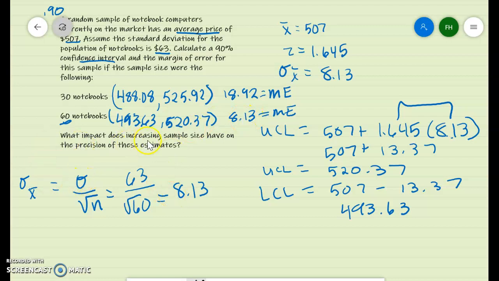So what impact does increasing sample size have on the precision of these estimates? It makes them more precise. So the bigger sample we can pull, the more we're getting from the population.